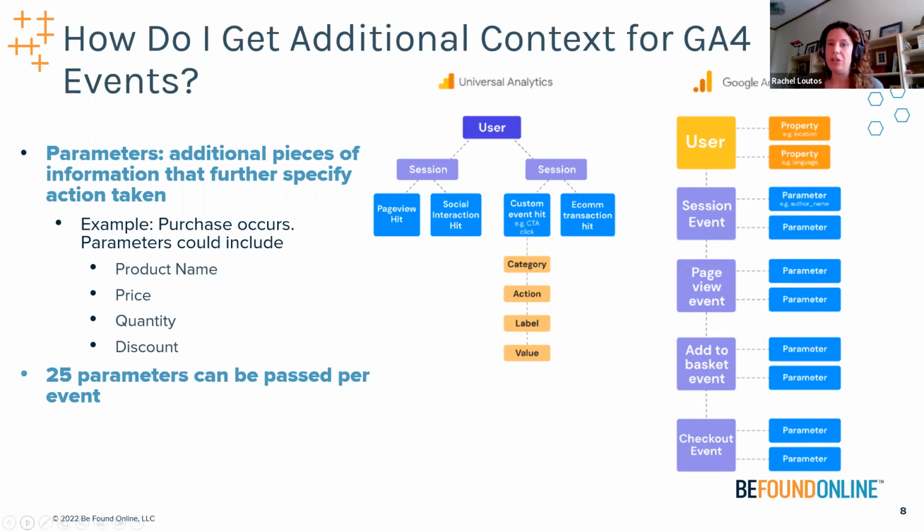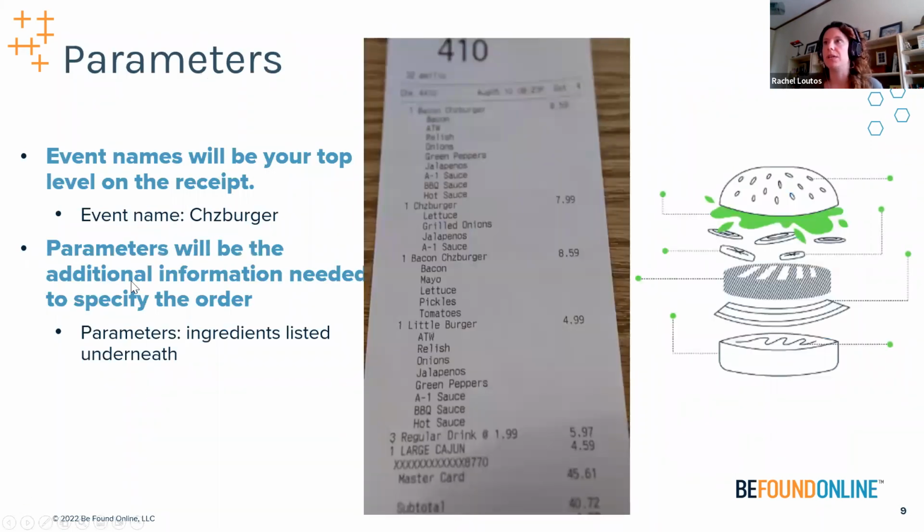And so I know that this is really difficult to imagine and to think about in your head, but I found this really great example online that helped me change the way I think about parameters. In their example, they took a Five Guys receipt, since a lot of people understand burgers more than data. In this receipt, we can see that the top level is a cheeseburger, right? So that might be your event name.